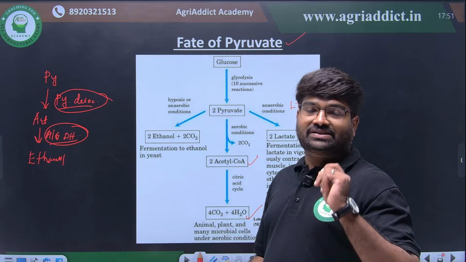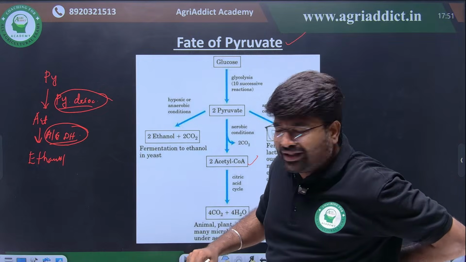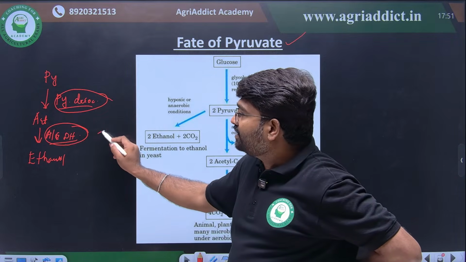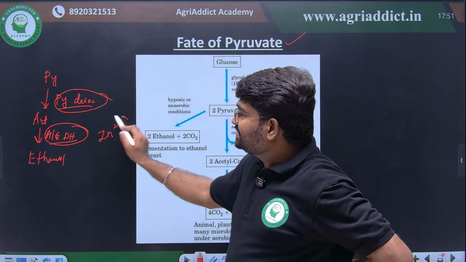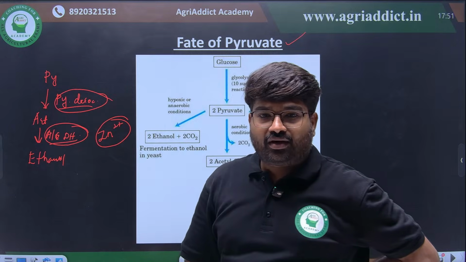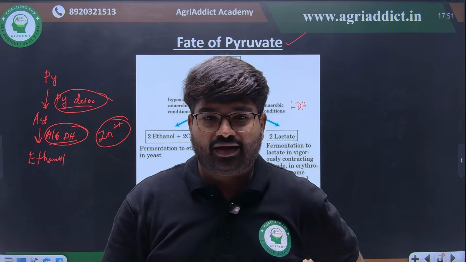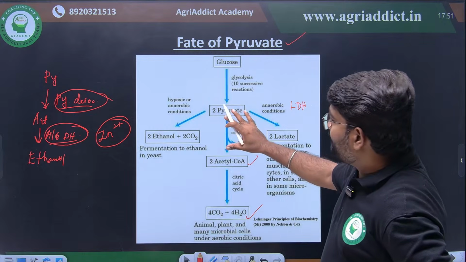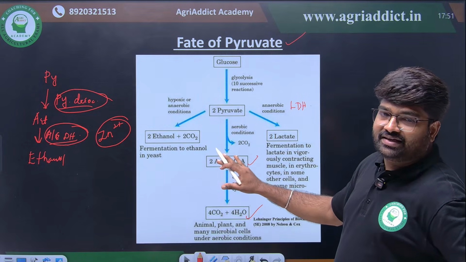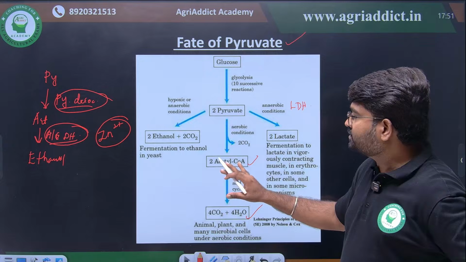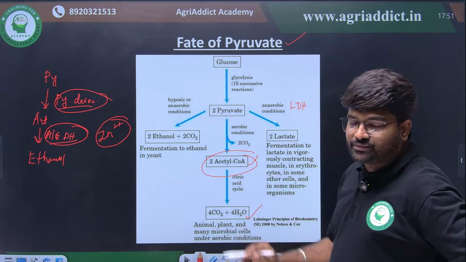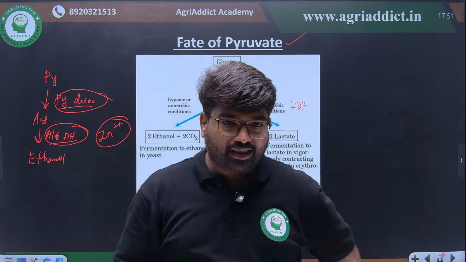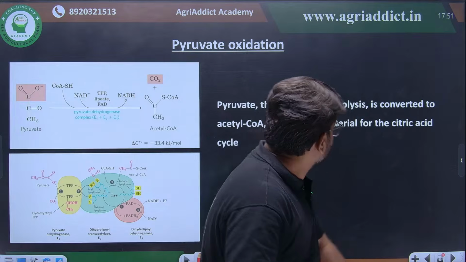Here, the question they will ask is, what is the cofactor for alcohol dehydrogenase? That is zinc. Zinc is the cofactor for the alcohol dehydrogenase enzyme. I hope this is clear for everyone. Now, if aerobic conditions are present, pyruvate will be converted into acetyl CoA. This we are going to see now, how pyruvate is converted to acetyl CoA.